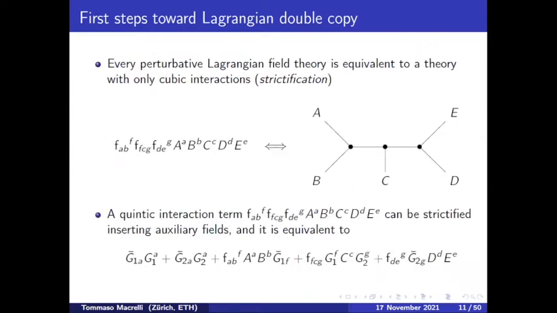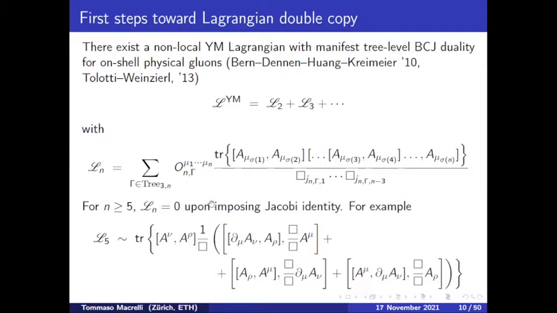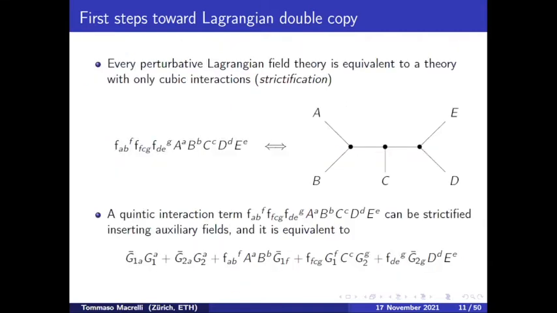Now we want to solve two of the issues of this action. This action has an infinite number of terms. It contains vertices of arbitrarily high order, and it is non-local.